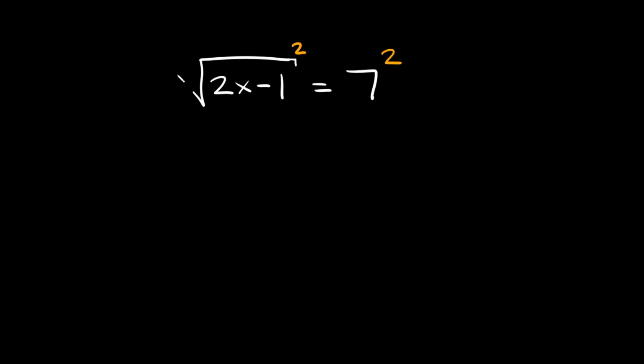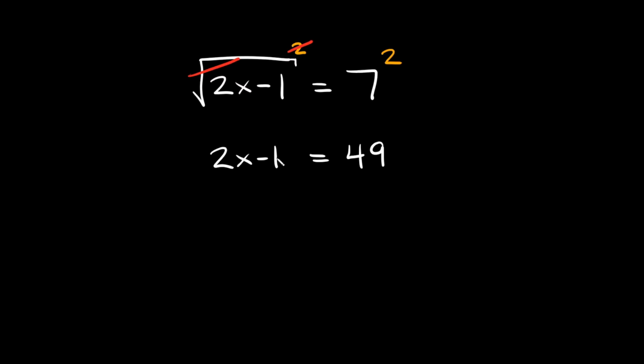All right, so then on this side, this radical symbol and this squared exponent are going to cancel each other out. So then on this side, all we're going to be left with is 2x minus 1, right? 2x minus 1. And that's going to be equal to 7 squared, which is equal to 49, right? All right, cool. So now this turned into just a straight linear equation, right? So we're just trying to solve for x right here.